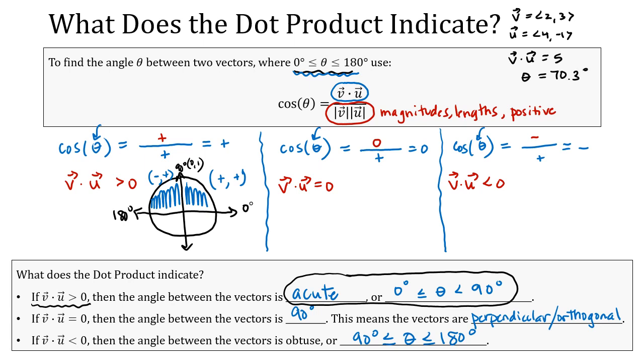So if you need to find an exact angle, then yes, you do need to go through this process of actually finding the angle between two vectors. But if you're just trying to get a general feel for how large the angle between the two vectors is, then all you need to do is find the dot product and then use the things that we just discovered to make a determination about the size of that angle.